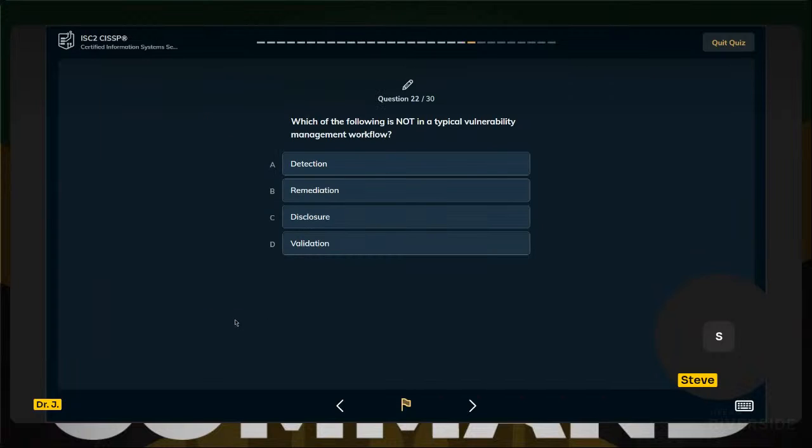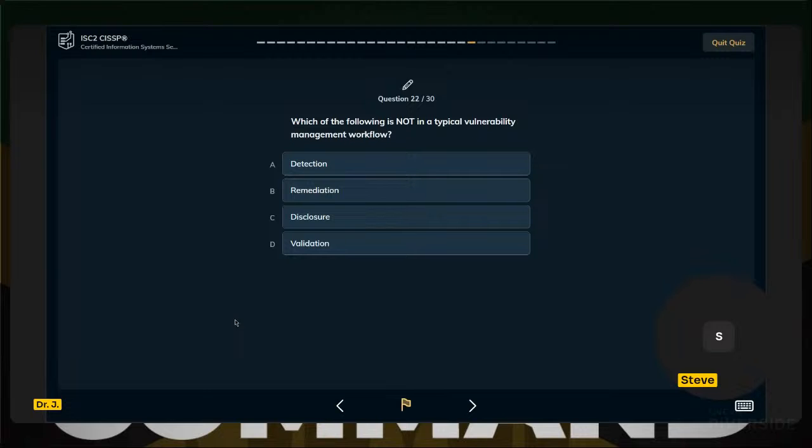All right. Which of the following is not in a typical vulnerability management workflow? Would that be validation? Well, you do want to validate, don't you? Hold on. You want to detect, and you want to remediate. Validate, wait a minute. Remediate. Yeah.